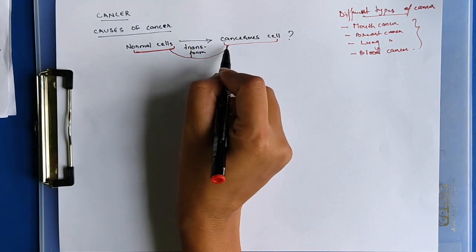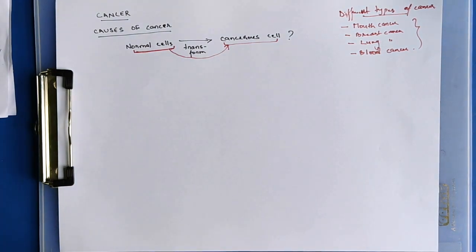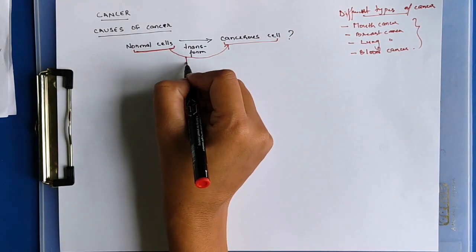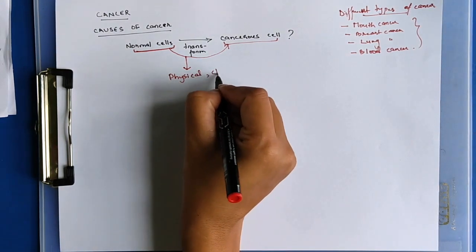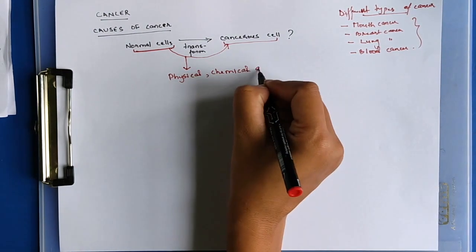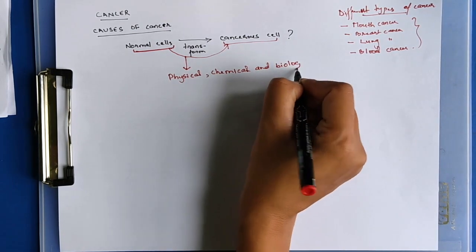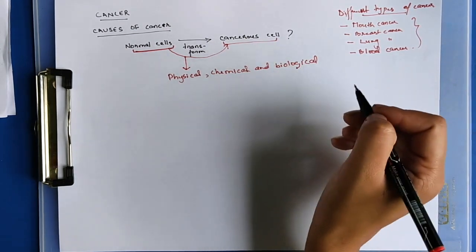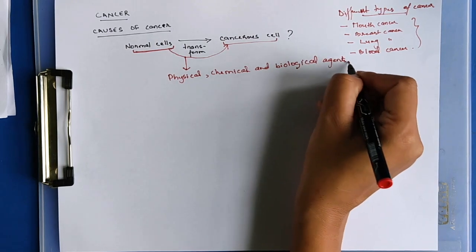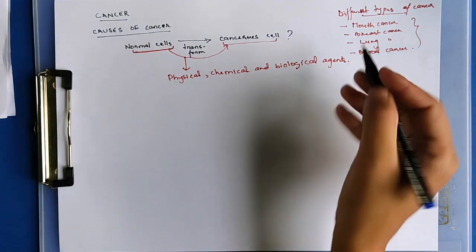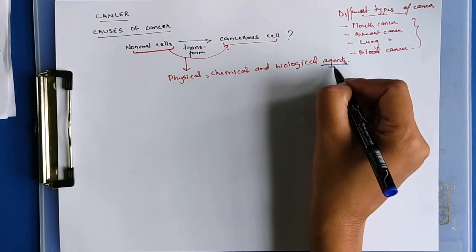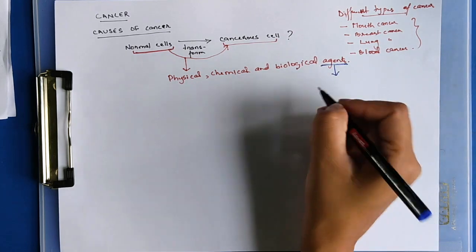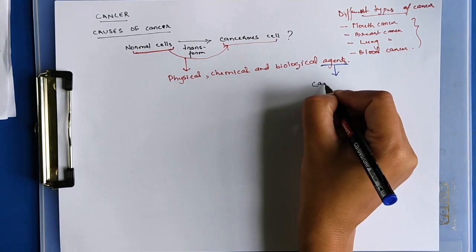Normal cells transform into cancerous cells due to an agent. It can be a physical agent, a chemical agent, or a biological agent. Whether it is physical, chemical, or biological, the agent which can cause cancer is known as carcinogens.